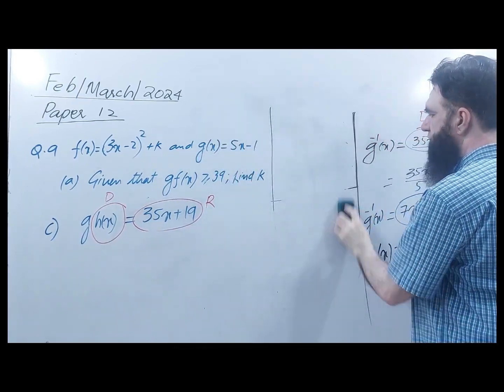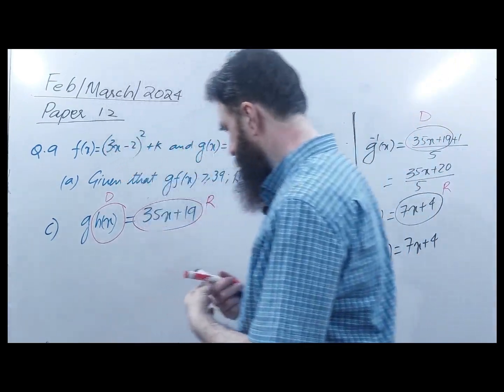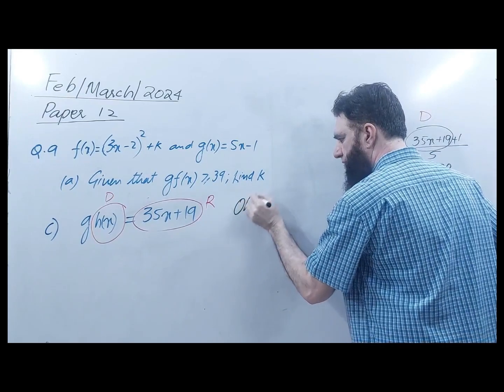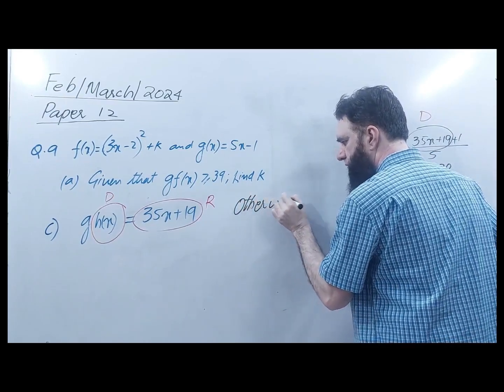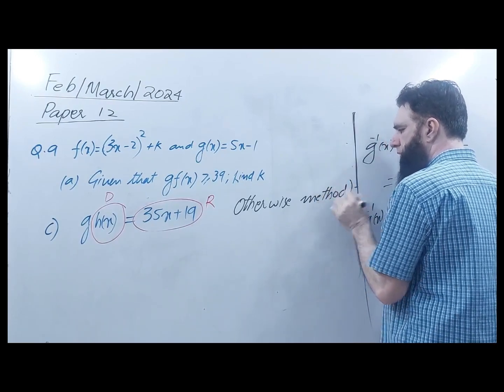Suppose we are not doing the inverse function method. We are going for the otherwise method. What is the otherwise method in this case? You can call it the alternate method.